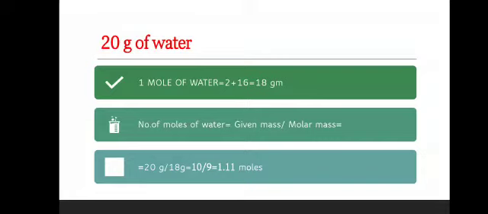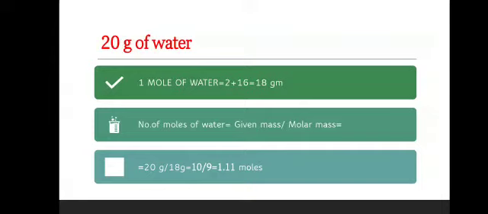We are going to next problem, that is 20 gram of water. For 20 gram of water, we need to know again the formula. Formula for water is H2O. So H2O means 2 hydrogen atoms and 1 oxygen atom. So we need to know the atomic mass of both hydrogen and oxygen. So what we need to do? Molar mass we need to find.